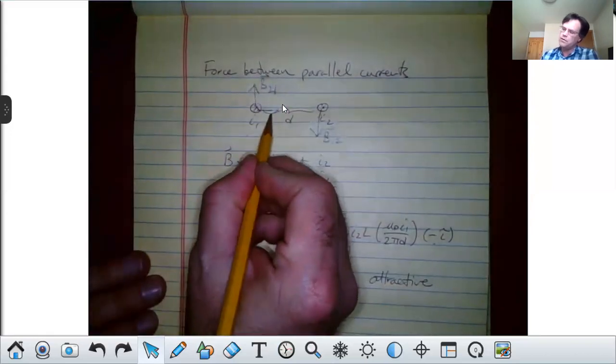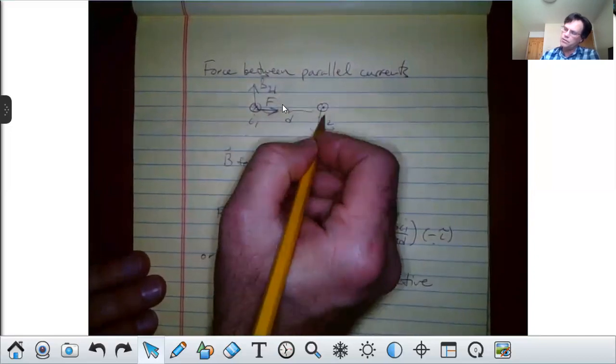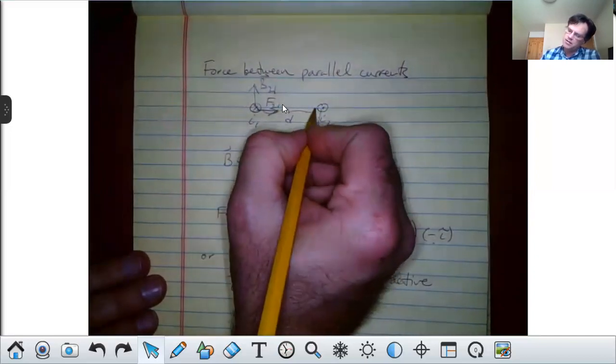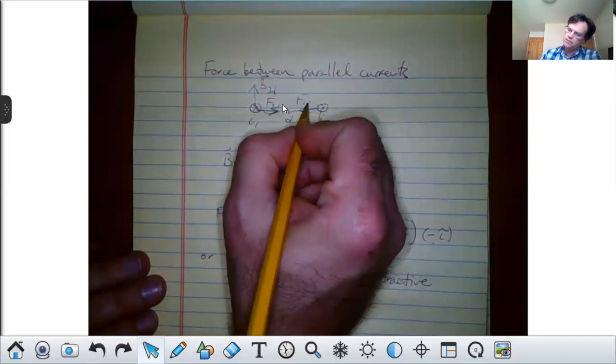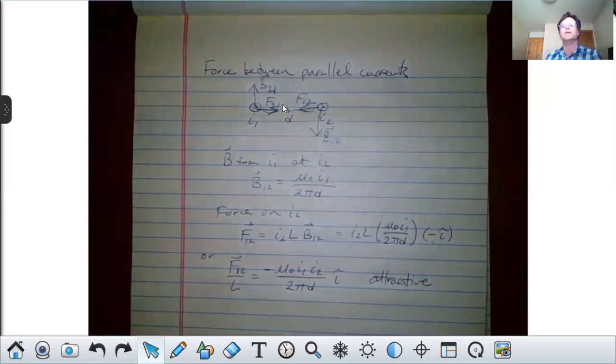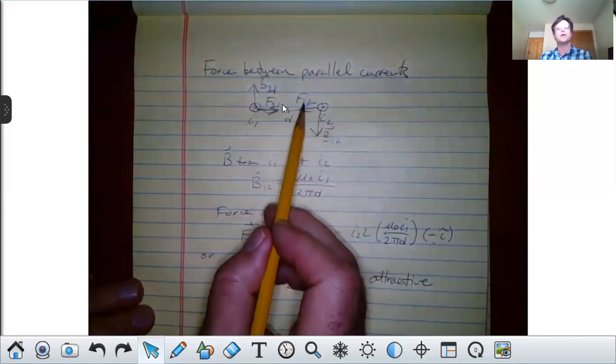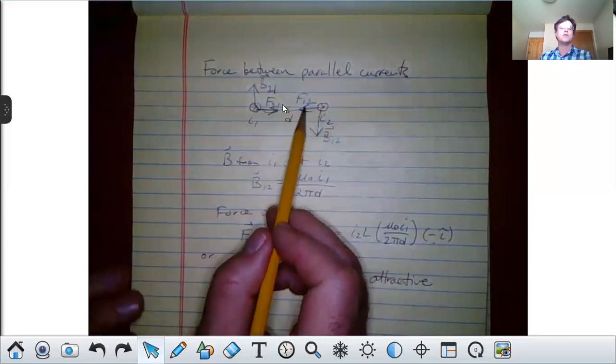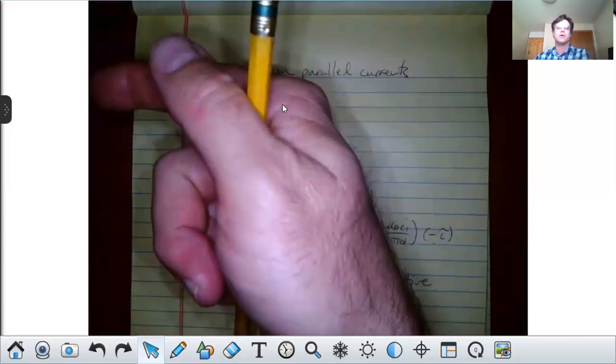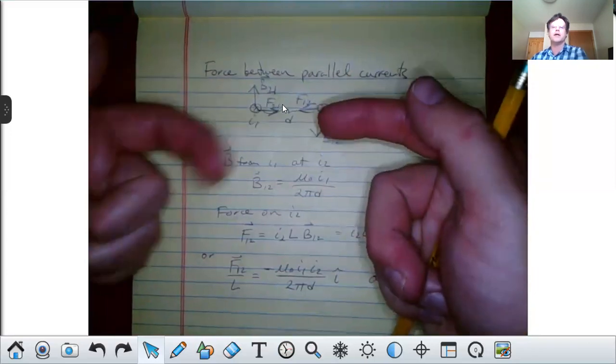So the force from current 2 on 1 is equal and opposite to the force from current 1 on current 2. Makes sense because it has to satisfy Newton's third law. So what you'll see happen if you have two wires with currents in opposite directions, they attract one another. There will actually be a force pulling them together.